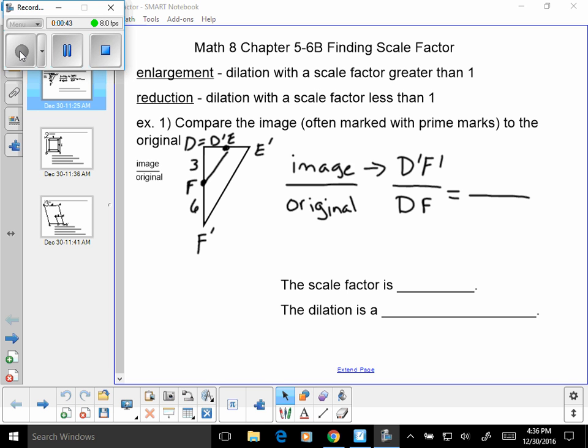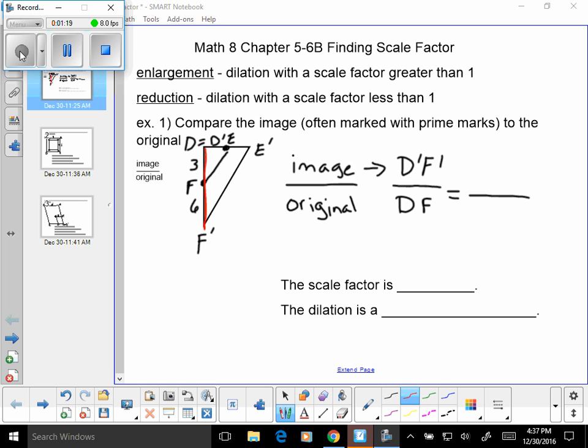In example 1, we have a diagram here with a triangle DEF and its dilation D prime E prime F prime. Notice that the dilation is marked with the prime marks. We are going to find the scale factor. Now I've got it copied down a couple places. It's image over original. If I look at my diagram, D prime F prime goes right here.